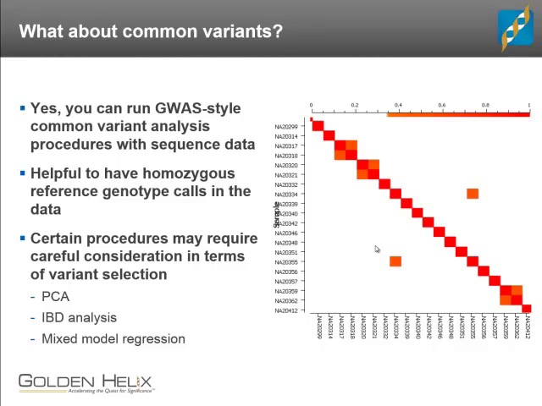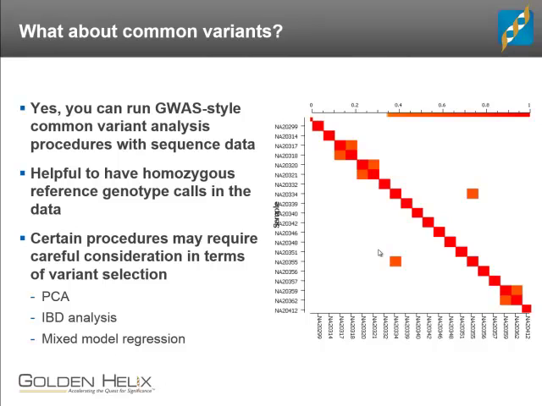And there are certain procedures that are going to require careful consideration in terms of variant selection. Things like principal components analysis or IBD analysis use methods that assume you have markers that are highly informative, spread evenly across the genome, and especially if you're working with exome sequencing data or data from other targeted sequencing experiments, that's not always going to be the case. But there are processes you can follow to at least simulate or approximate that sort of a situation.